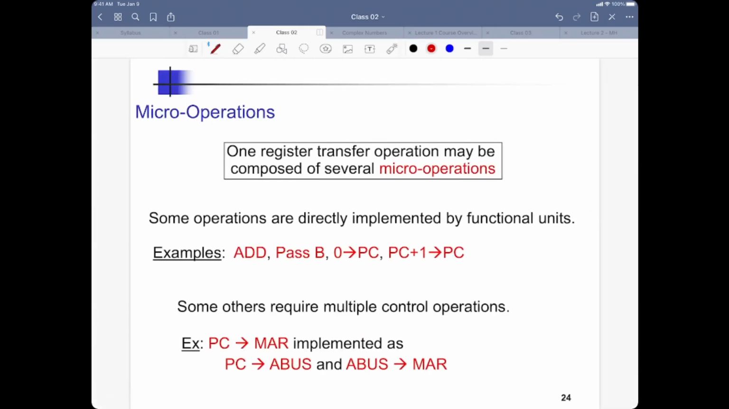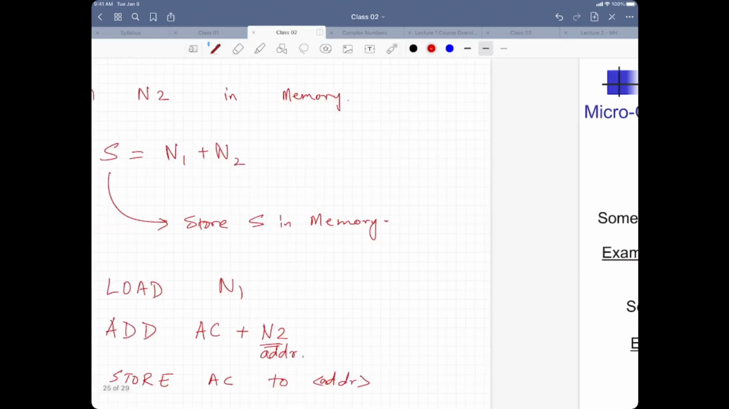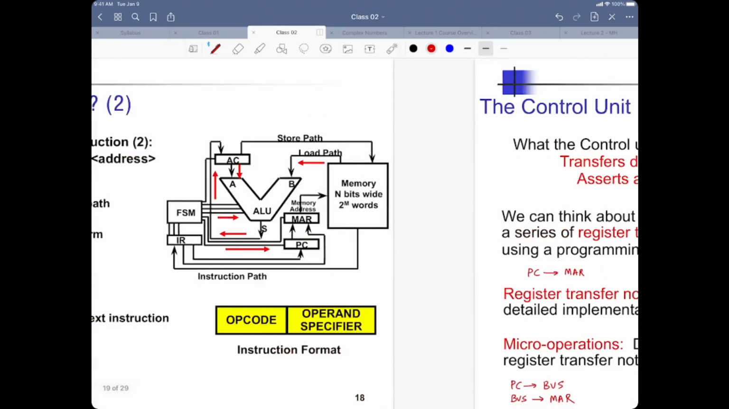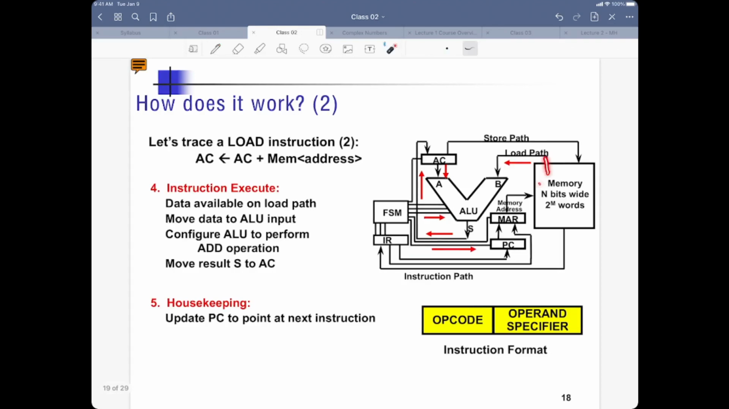So in those situations, you will have to pass B, right? When you're loading things from memory into the accumulator, you will just pass B because you loaded it, don't need to do anything there, right? Loaded it to the ALU B side, pass it, and then it goes to the accumulator. I don't need to do anything with the A.